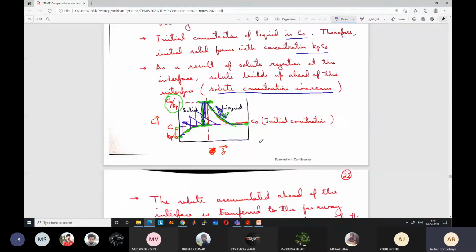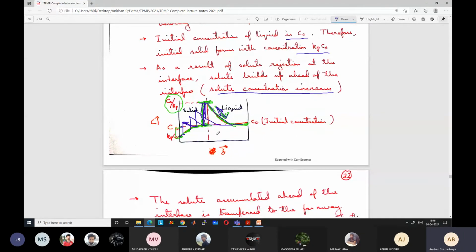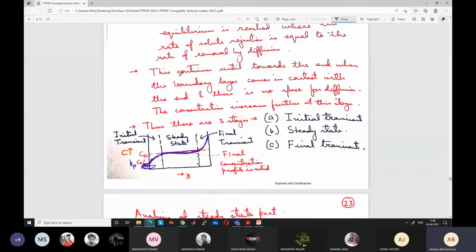So this continues until towards the end, when the boundary layer comes in contact with the end and there is no space for diffusion. The concentration increases further at this stage. So there are three stages: initial transient, steady state and final transient. We will discuss the steady state process.